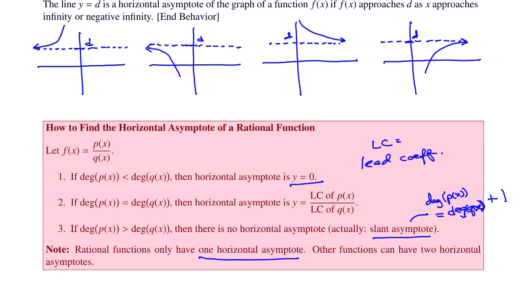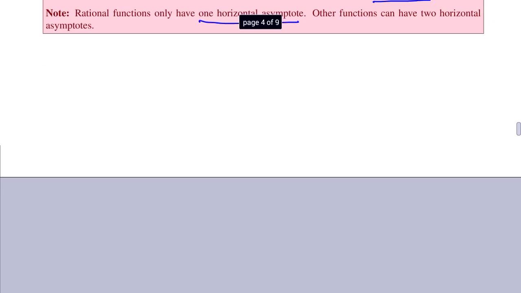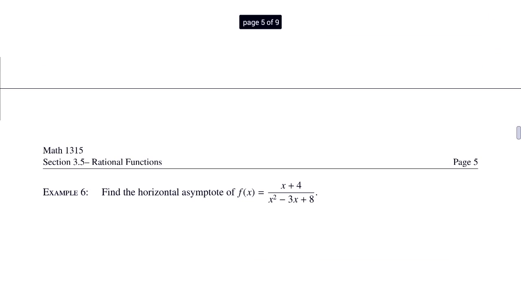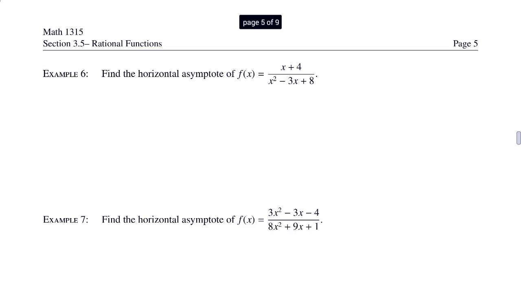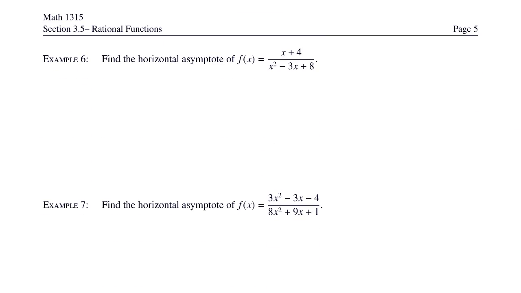All right, let's take a look at example 6. Now keep this chart handy so that you can refer back to it. Example 6 says, find the horizontal asymptote of f of x is equal to x plus 4 over x squared minus 3x plus 8. To determine the horizontal asymptote, you look at the degrees of each of these.